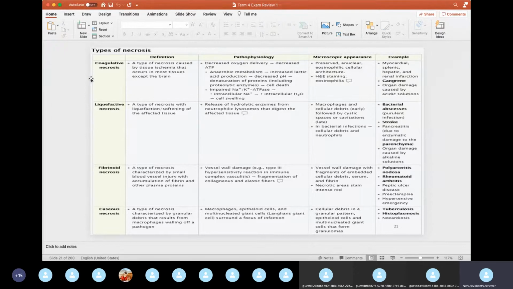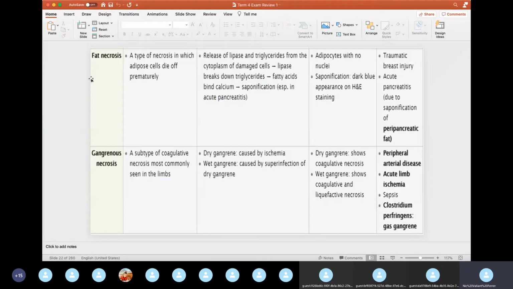Gangrenous, where can we see gangrenous? Commonly seen in digital extremity and GI tract after chronic ischemia. It can be dry or wet. Dry is ischemia only. Wet gangrene, if there is an infection, a superimposed infection, you can have wet gangrene.